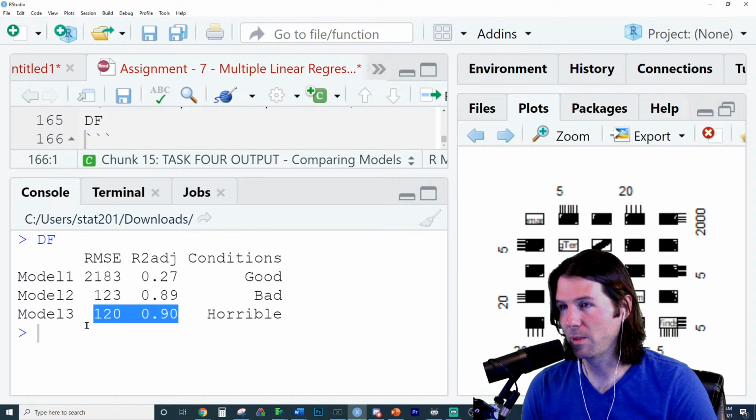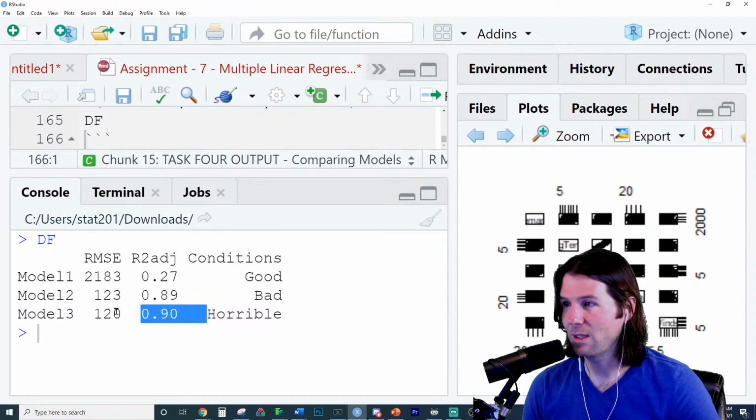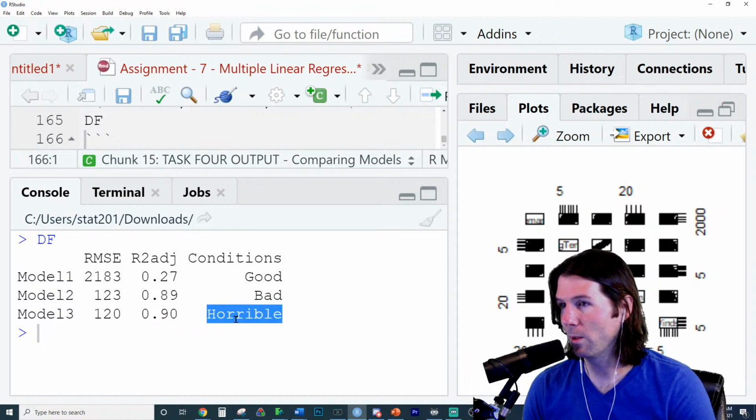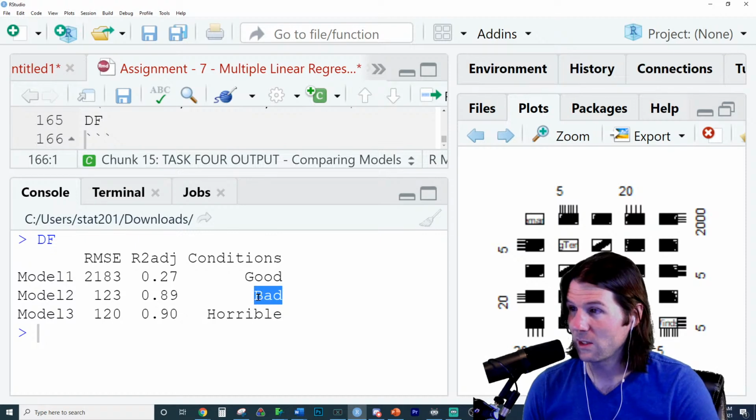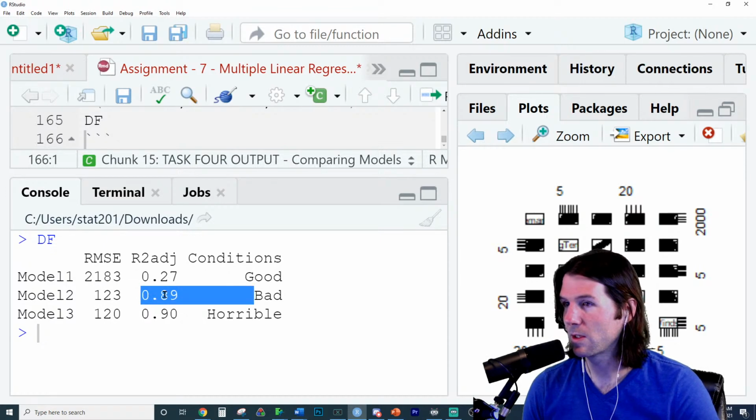This model is the best on RMSE and R squared adjusted, because RMSE needs to be lower and R squared adjusted needs to be higher. It does the best on both of those, but its conditions are horrible. Then we get better conditions here, but they're not great. Better conditions here, RMSE is a little bit worse, R squared adjusted is just a tiny bit worse. And this model does insanely badly on both of these.